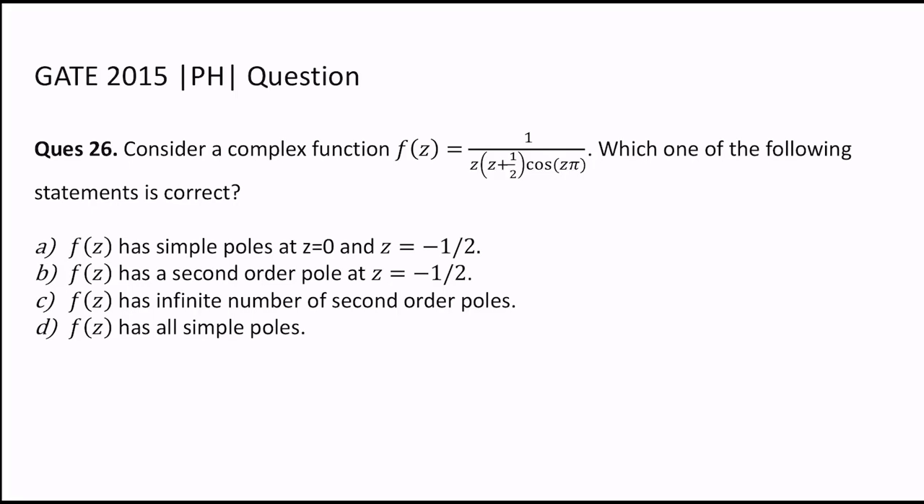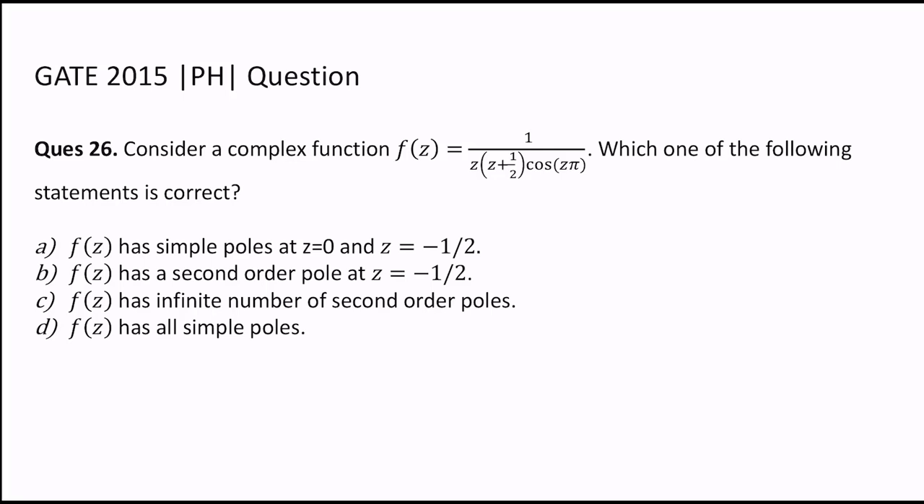Hi, in this video we are going to solve question number 26 of the 2015 physics paper. The question is from the mathematical physics complex analysis part. The question is: consider a complex function f of z equal to 1 upon z into z plus half into cos of z pi. Which one of the following statements is correct?